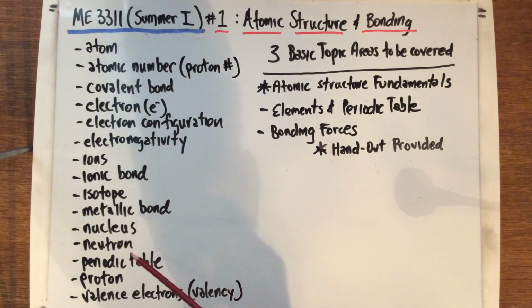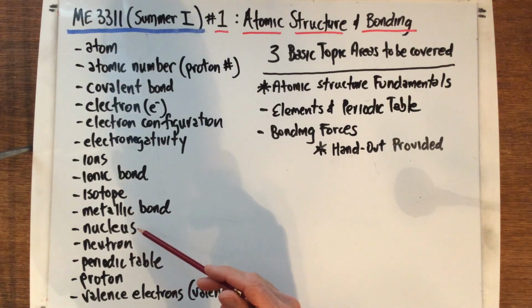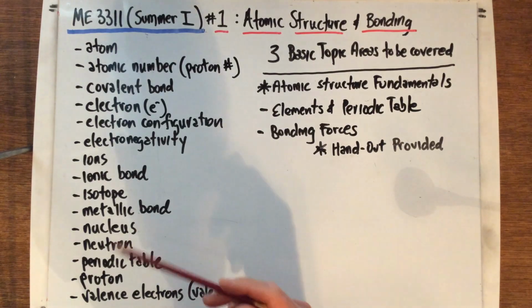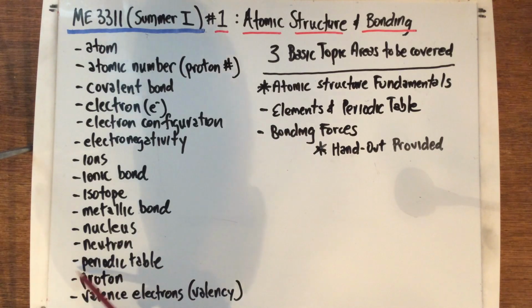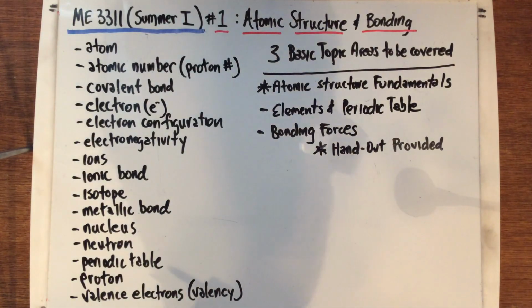Then, of course, again, talking about the interatomic, here's the nucleus, the neutron. Then we'll talk a little bit about the periodic table, what that represents, and what a wonderful tool that can be. And then the proton, and then finally, as I mentioned to you, the valence electrons, or what we call the valency.